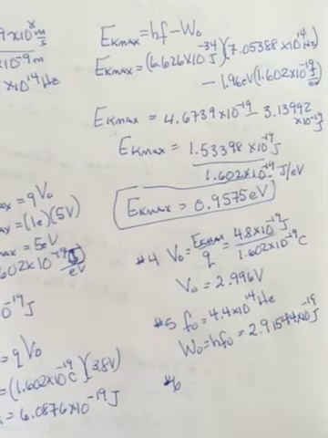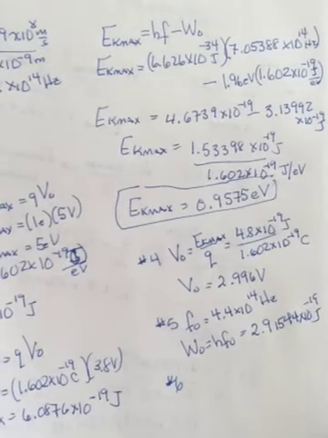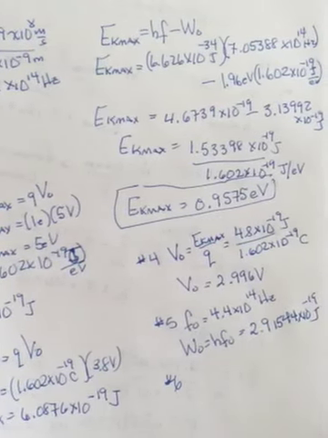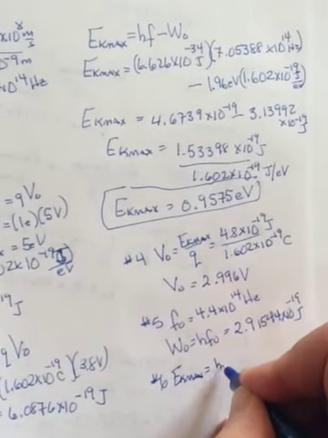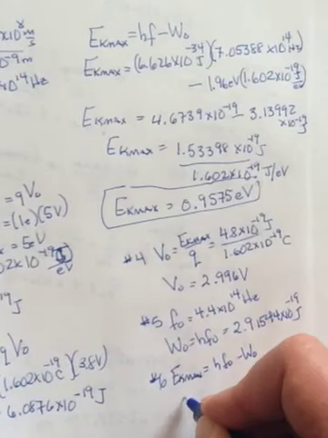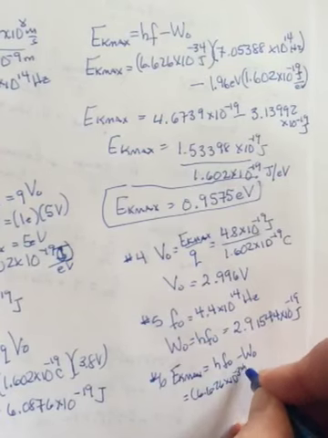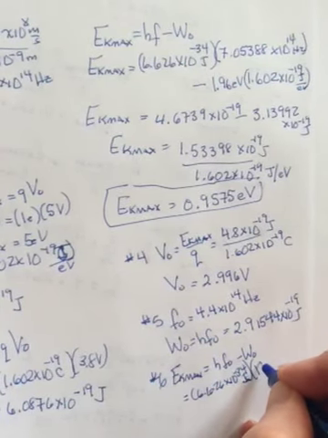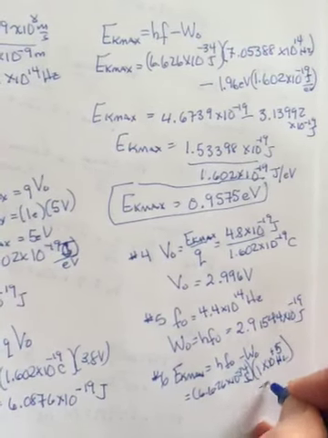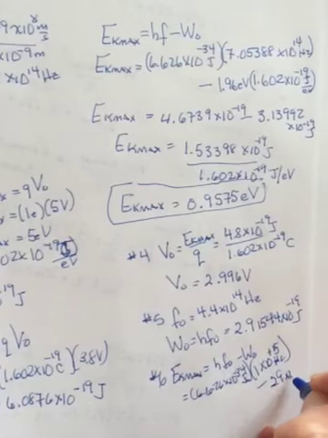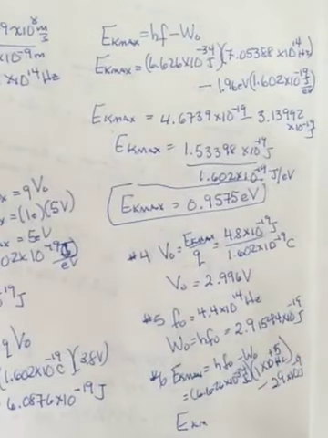Number 6 says threshold light of frequency 1 times 10 to the 15th falls on sodium in the previous question. What is the kinetic energy? So EK max is equal to hf minus that WO, 6.626 times 10 to the negative 34 times 1 times 10 to the 15th. And then you're going to minus that 2.9, etc., times 10 to the negative 19 up there. And when you do this, you get an EK max of, gonna run out of time.